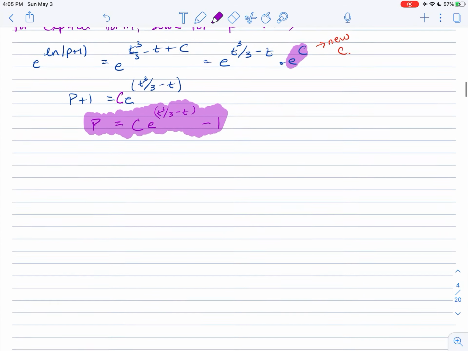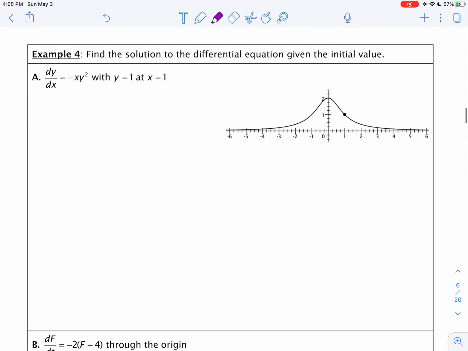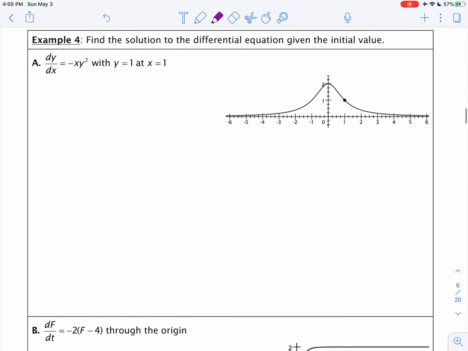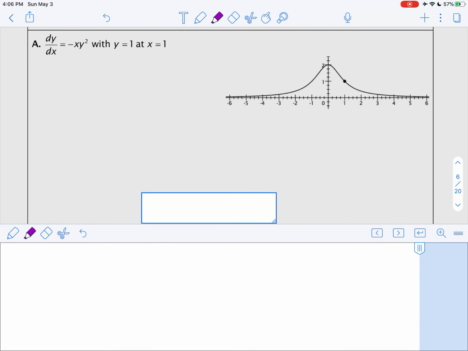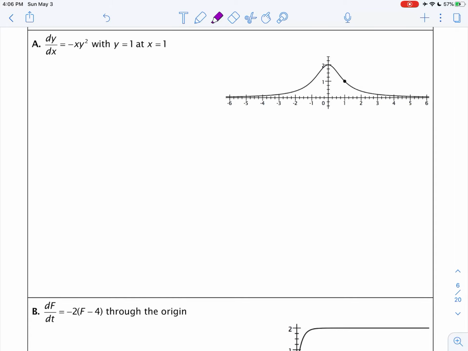Good. All right, so now let's move forward to some initial value problems. So here, instead of finding just the general solution, they're going to ask you for a particular solution, namely which one is going to satisfy y is equal to 1 when x is equal to 1. These are what's known as our initial values.